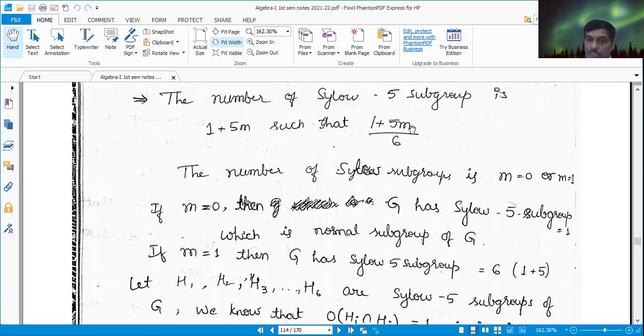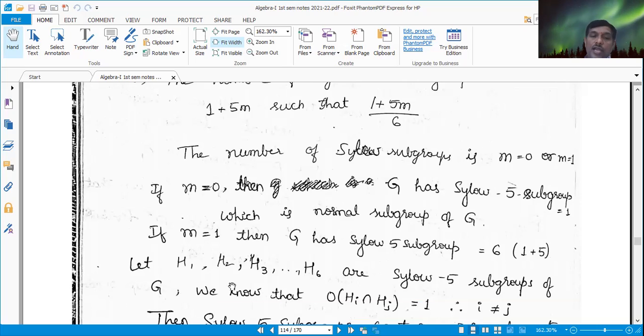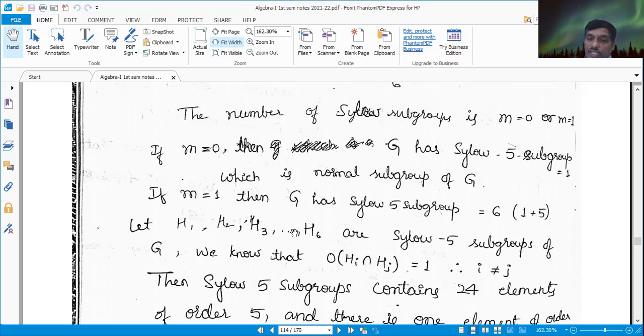Then this becomes 1 plus 5, that is 6. These 6 Sylow 5-subgroups can be represented in the form H1, H2, H3, ..., H6. And also we know that the intersection of all these must be equal to 1, because it is the identity. Therefore, if i is not equal to j, then the 5-subgroups contain 24 elements.